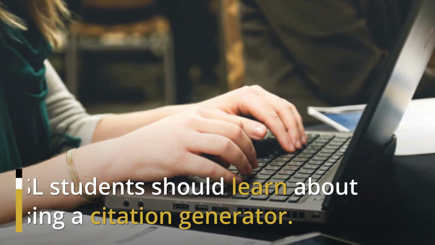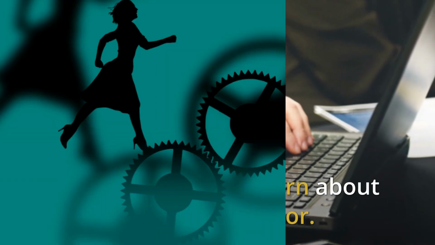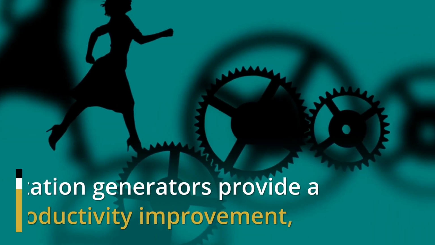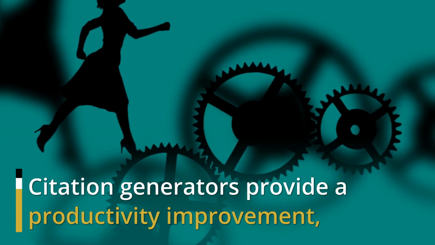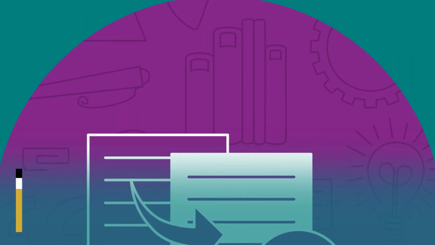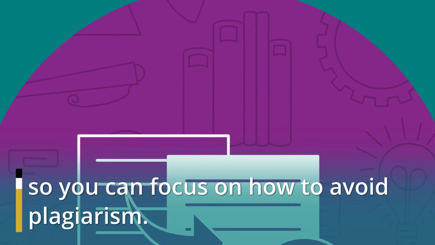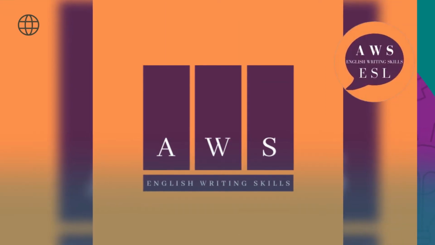Make sure the data you use to cite sources is accurate and complete. ESL students should learn about using a citation generator. Citation generators provide a productivity improvement, and you don't have to remember all the different styles, so you can focus on how to avoid plagiarism.